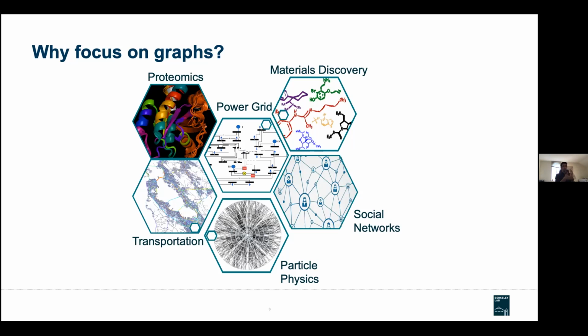And even in materials discovery, we could have a graph that represents a molecule where an atom is a vertex, and an edge between two vertices represents if those two vertices have a bond between them, like a chemical bond. So graphs can be used all over, like social networks, transportation networks, and also all over the sciences as well. They come up in a lot of different areas.